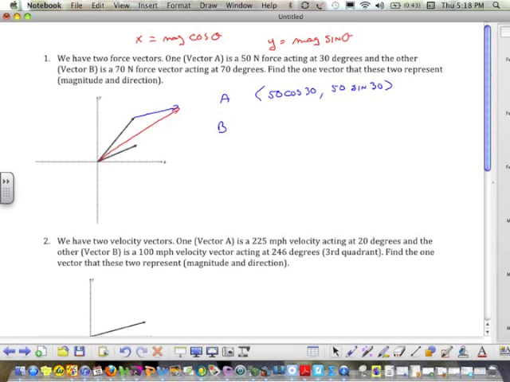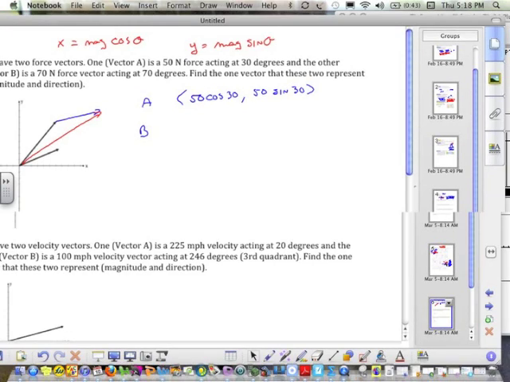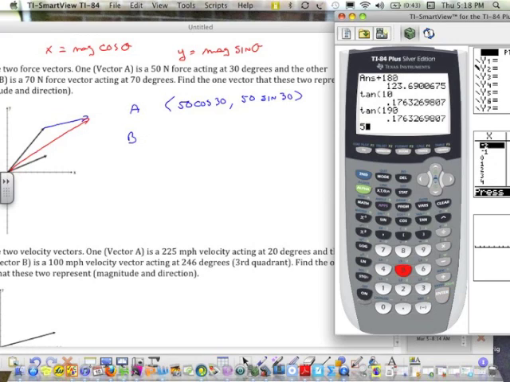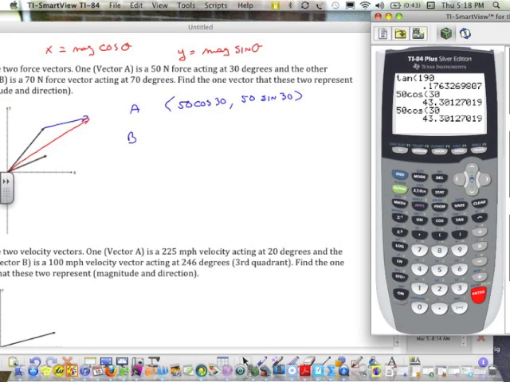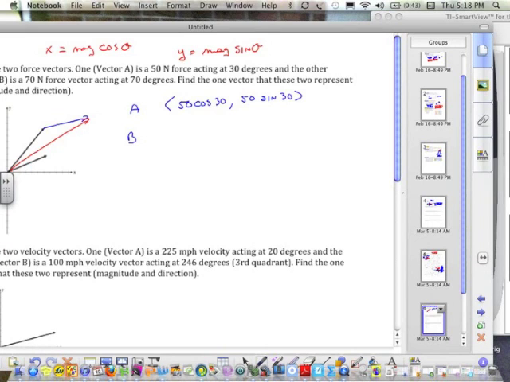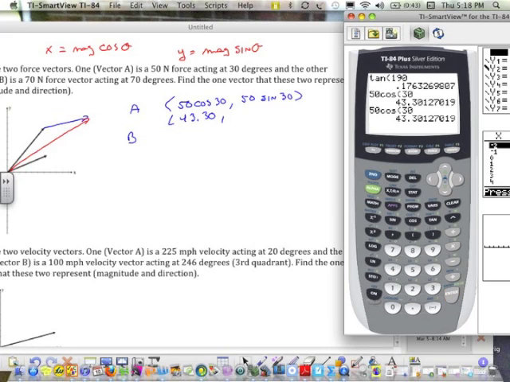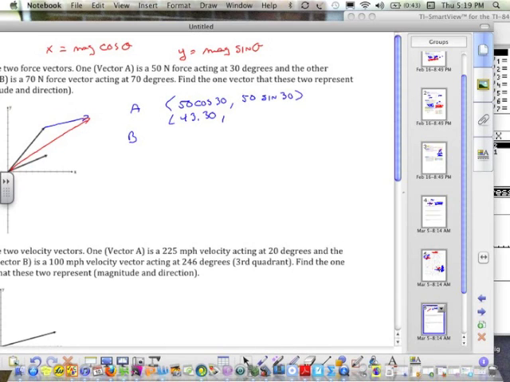Now those are ones that we can do ourselves, but for most of these, just go ahead and put them in your calculator because we're going to get rounded answers anyways. So I'm going to do 50 cosine of 30. So I get about 43.30. And the only thing I have to do is do the same thing, 50 sine of 30. And that's 25, which is kind of expected. If you think about your 30, 60, 90 triangles, it should be half the hypotenuse, so 25.